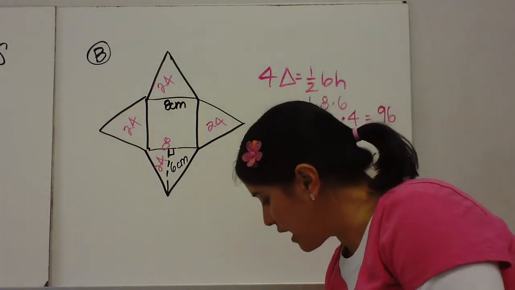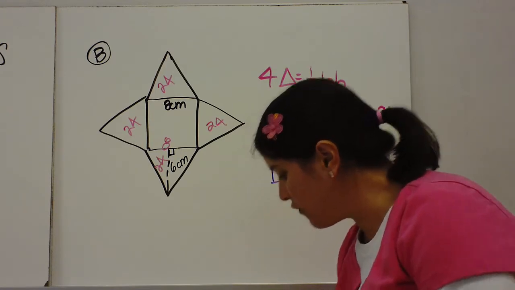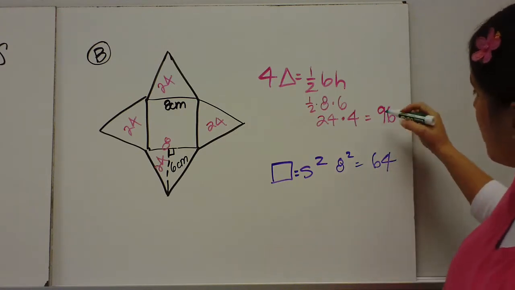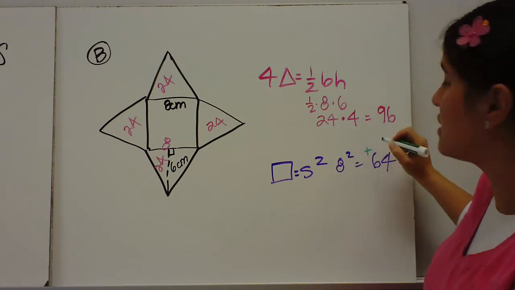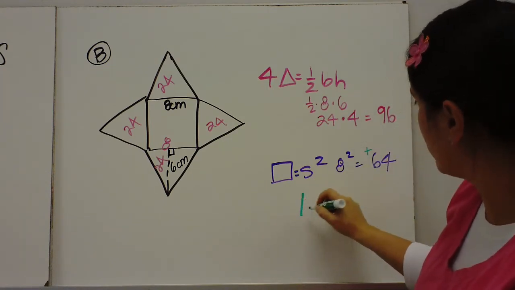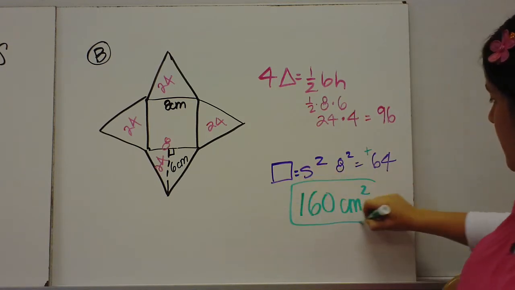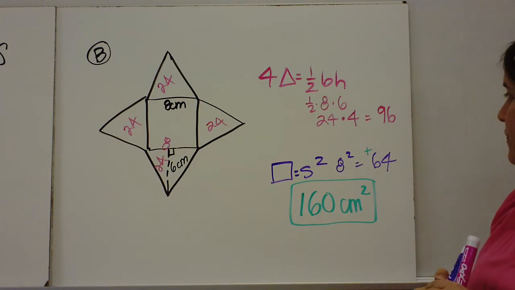And then if I want to add together, to find my surface area, I'm adding up 96. Whoops, I think I said 98. 96 plus 64, I'm going to get 160 centimeters squared. 160 square centimeters.